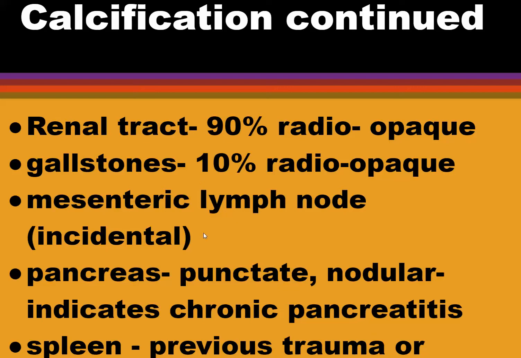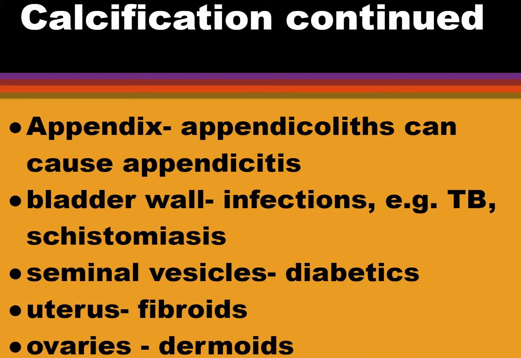Lymph node calcification is incidental, more common the older you get. Pancreatic calcification implies chronic pancreatitis, and you can just see it conform to the orientation of the pancreas, and it's a very distinctive punctate nodular calcification. And spleen, you get calcification. It could be previous trauma, it could even be previous infection. So splenic calcification, think about previous infection.